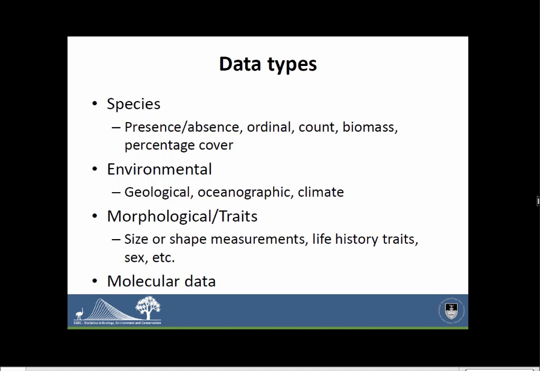Then in terms of environmental variables, usually relating those to the species, we would have geological data, oceanographic or climate-related data. You can also have morphological or traits data that would be multivariate, so size and shape measurements, life history traits of organisms, and so on. And also molecular data makes use of multivariate analysis quite frequently.